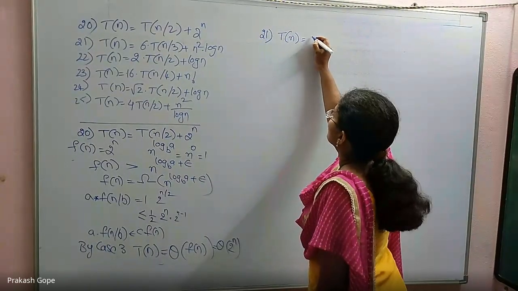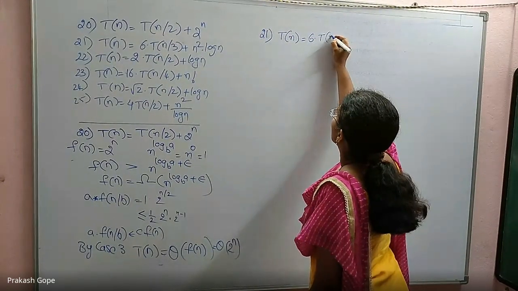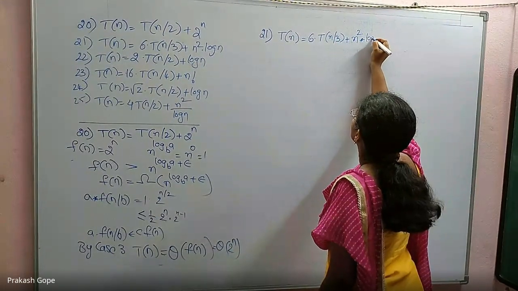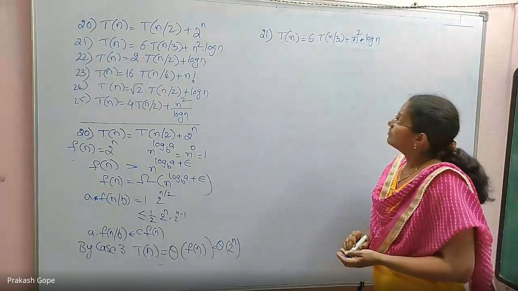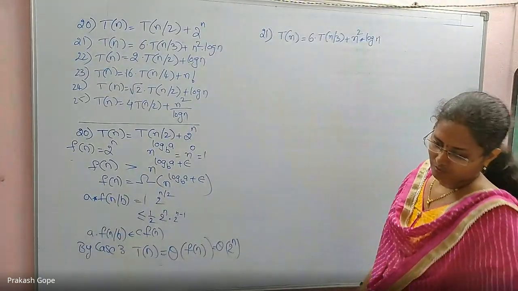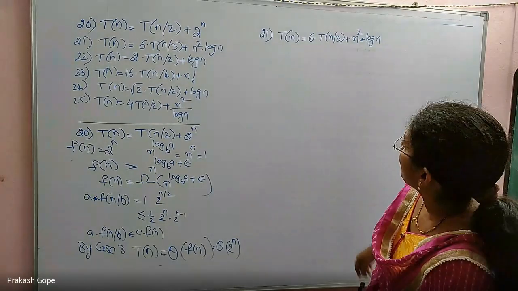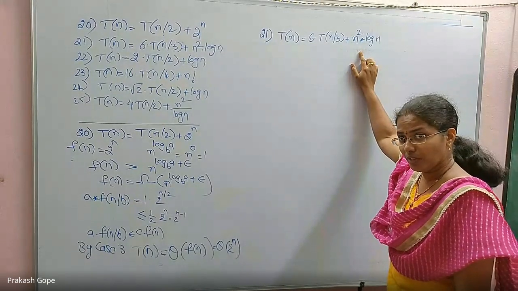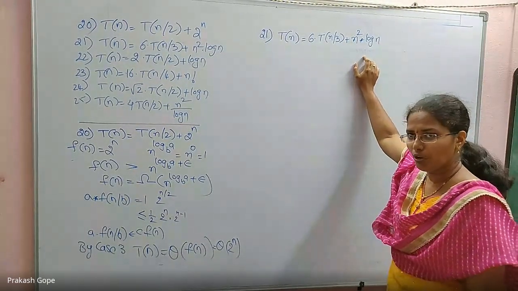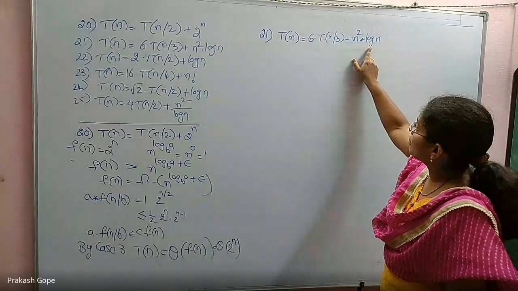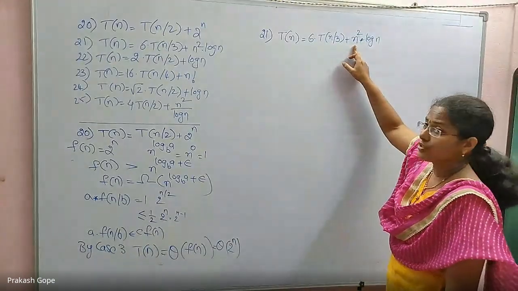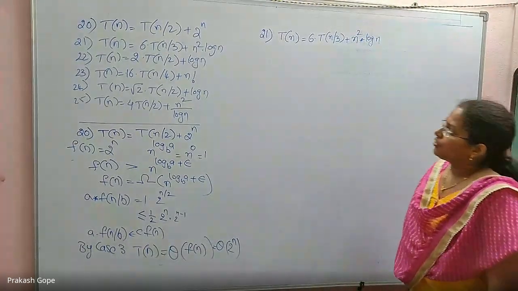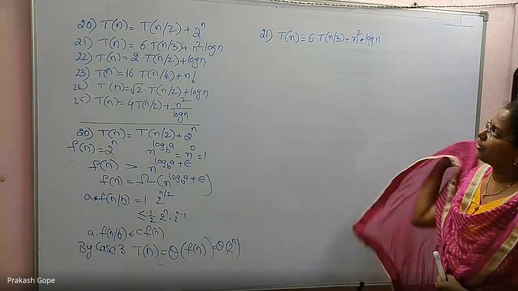T of n is equal to 6 into T of n by 3 plus n square into log n. Do we say f of n is in polynomial format? No, n square is okay, but n square into log n is not polynomial. Some constant into n square is okay, but this is not constant into n square, that's why it is not polynomial format. So obviously, theorem 2. Theorem 1 we cannot apply.